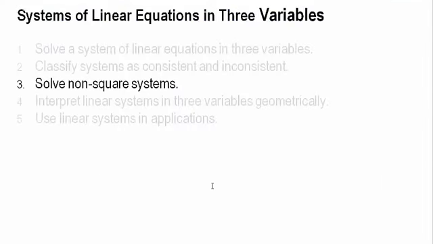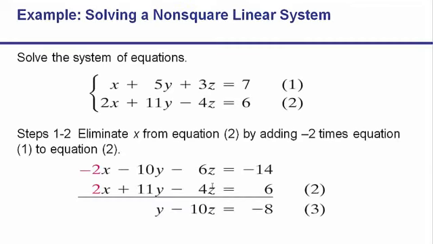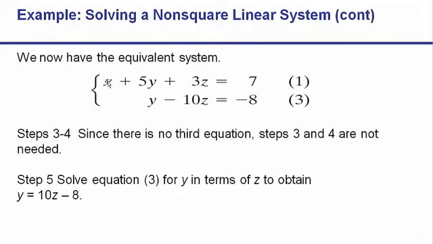Okay, what about non-square systems? Non-square systems just means that the number of equations is not the same as the number of variables. Here's a non-square, right? 3 variables, 2 equations. Instead of 3 by 3, 3 by 2. So the same thing, we still want to eliminate the x's, add them together, we get this. Right, so now we've got our first equation and our second equation. And since there is no third equation, we can't repeat the steps and we're pretty much done.